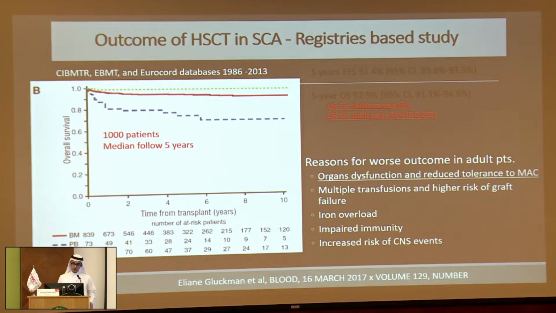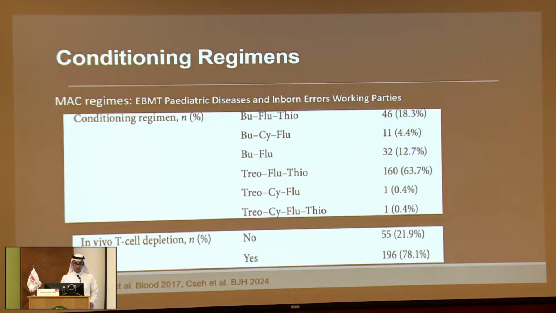I took this slide from Dr. Mohsen, courtesy goes to him, but of course to the publication of Prof. Gluckman about why the outcome differs in pediatrics and adults: organ damage, multiple transfusions, iron overload, and impaired immunity are risk factors. So if the overall survival with classical myeloablative is 95% in pediatrics, in adults it used to be around 81%, maybe higher right now, as we'll come to.